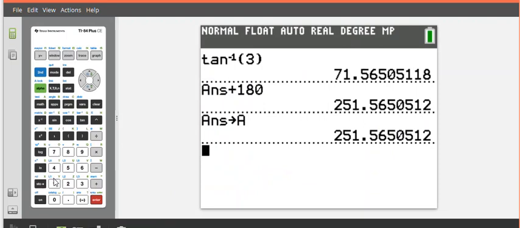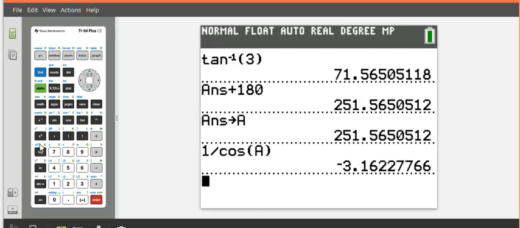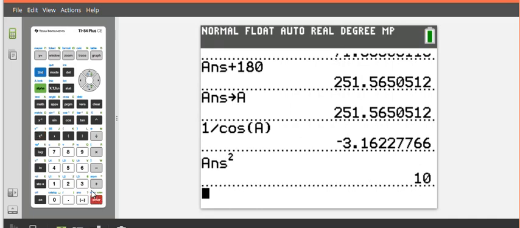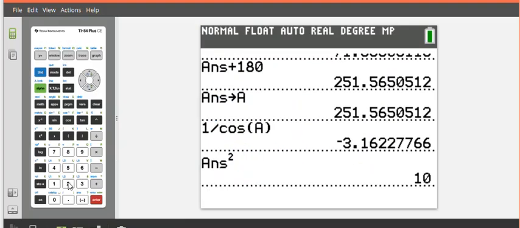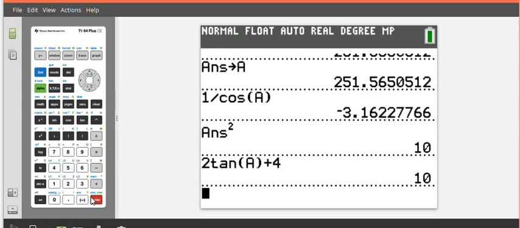So I'm going to do secant squared. So this is going to be 1 over the cosine of that angle. Get that result and square it. So we're going to get 10. If we pop in the 251 degrees, that full decimal expansion, you need it to check. Pop it into the right side and see if you get 10. So we're going to do 2 times the tangent of our angle, 251 point something, and then we're going to add 4, and we get 10. So we are correct.